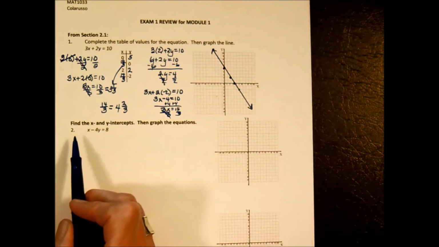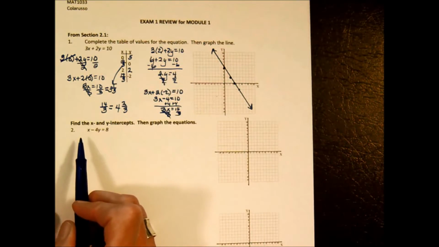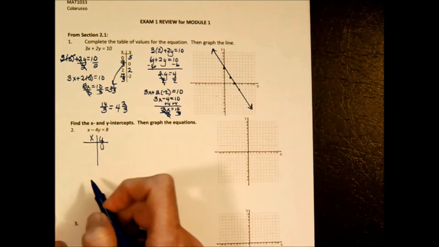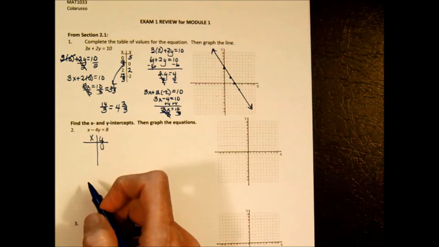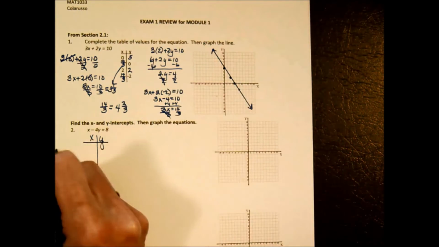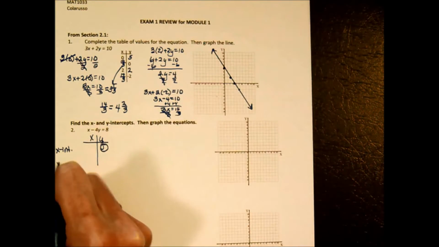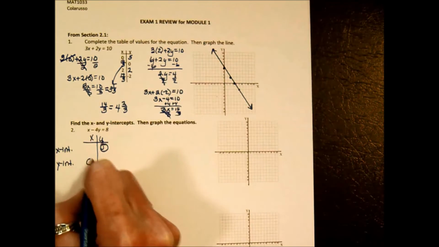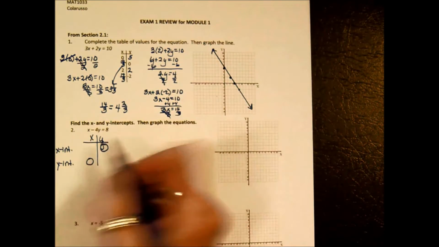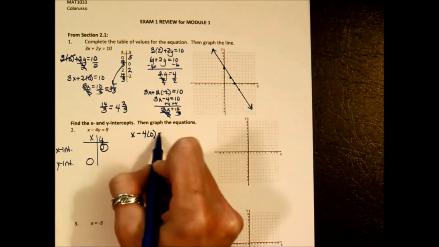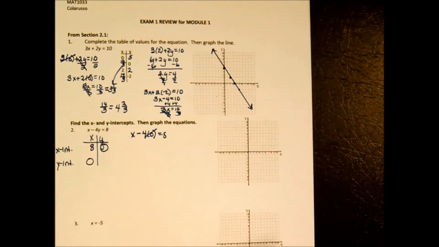It says find the x and y intercepts and then graph the equations. So we have x minus 4y equals 8. So we're going to start an xy table. This is different than question 1 where the xy table was already started for you. To find the x-intercept, we put a 0 in the y spot. To find the y-intercept, we put a 0 in the x spot. So let's first find the x-intercept. That would be x minus 4, take out the y, put in a 0, or just x equals 8. That was an easy one.